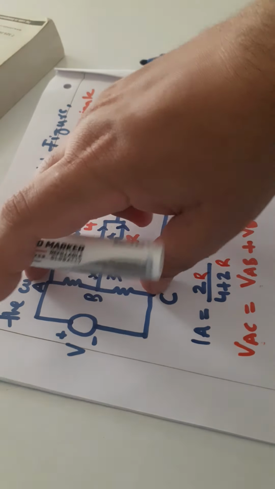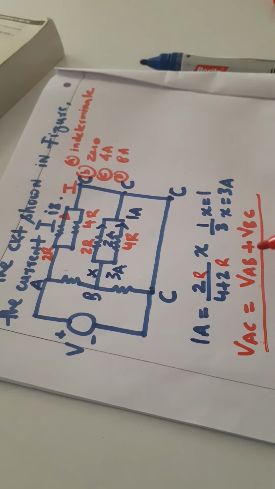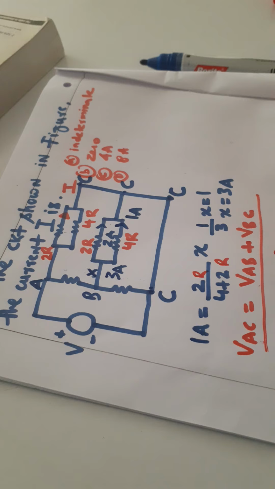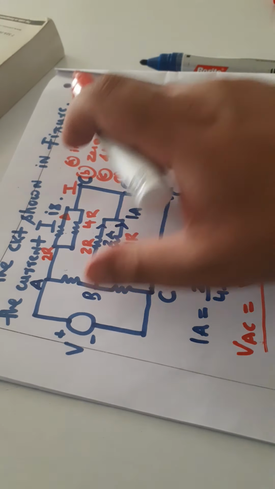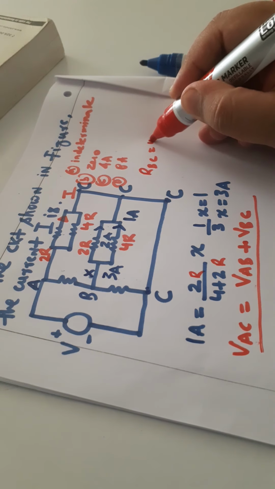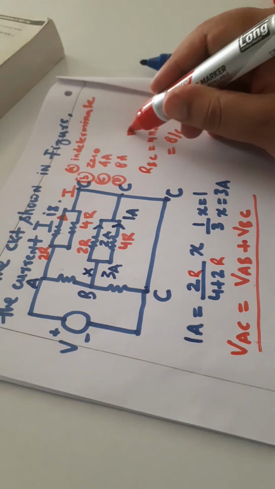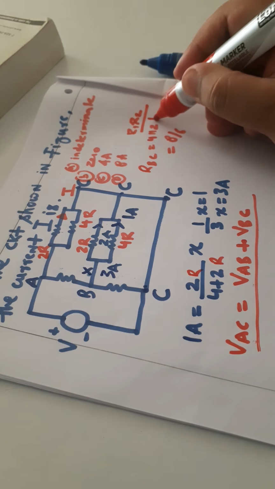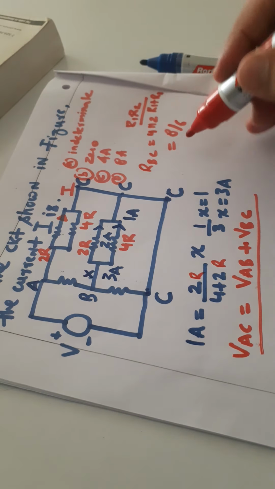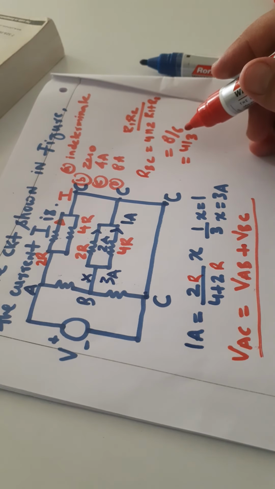Now in this circuit, VAC is VAB plus VBC. A very important thing in this question is how do you get the value of RBC? The resistance across this BC, RBC, would be how much? It's a parallel combination of 4 ohms and 2 ohms, so it is R1 into R2 divided by R1 plus R2. So this is 8 by 6, so this is 4 by 3.